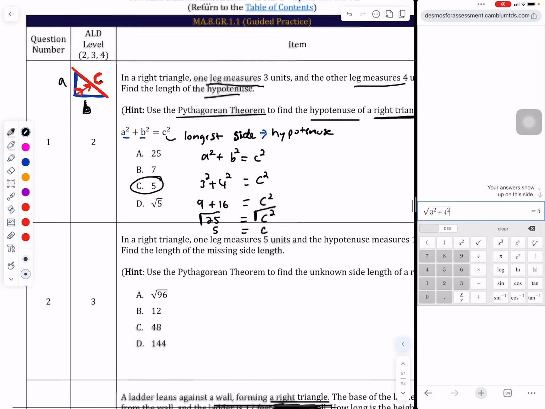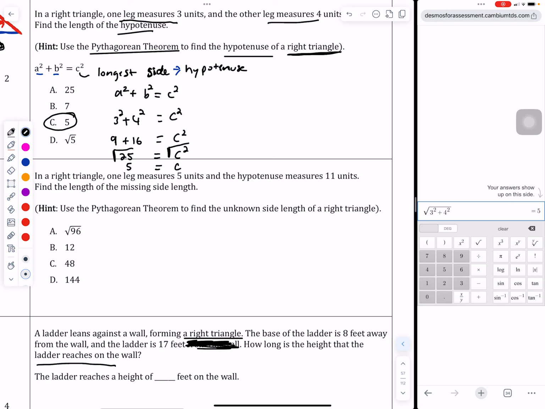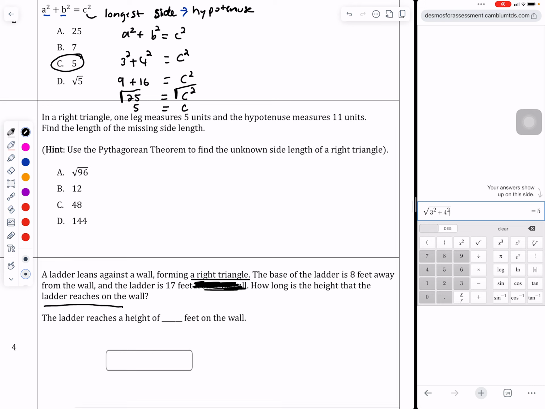Let's move on to the next problem. In a right triangle, one leg measures 5 units and the hypotenuse measures 11 units. Find the length of the missing side, okay? Now, let's write our formula first. A squared plus B squared is equal to C squared.